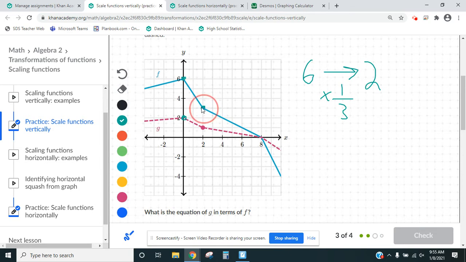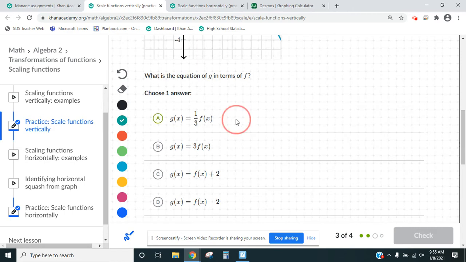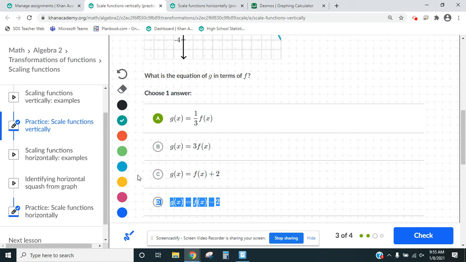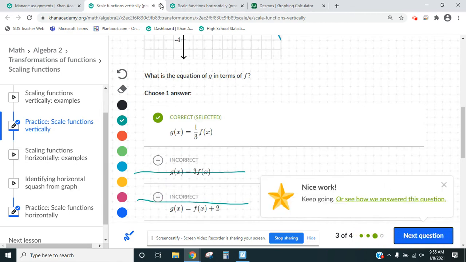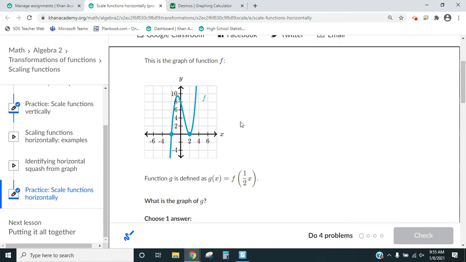Okay, same thing here. This went from 3 down to 1, and I'm looking at the y coordinates here because we're scaling vertically. All right, so what I need is that. It's 1/3 the size of F. It's not shifted down or anything like that. That would be C and D. We already did that assignment, right? What would this one be? What was B? Yeah, B would be 3 times larger, right? Which it's not. All right, so that's scaled vertically. If we do move on to horizontally, it's the same kind of idea.